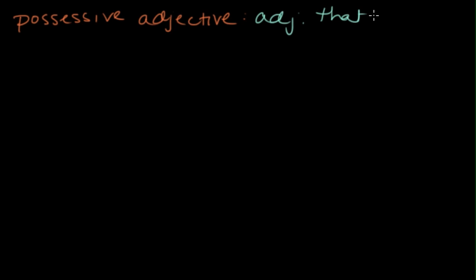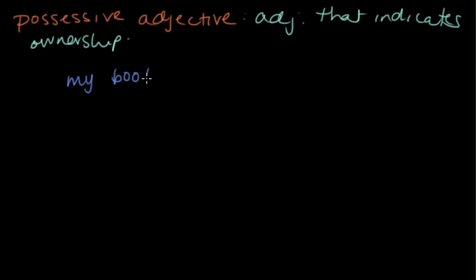Let's talk about a special kind of adjective called a possessive adjective. Now, a possessive adjective is an adjective that indicates ownership or possession. So examples in English include my book, your jacket, his pencil, things like that.